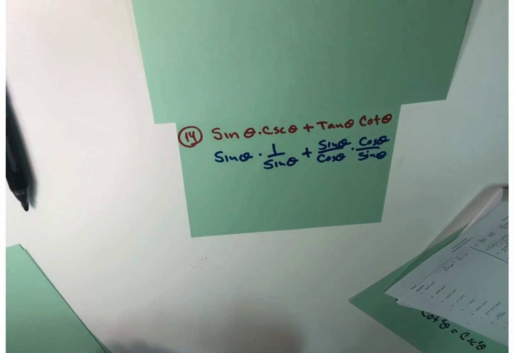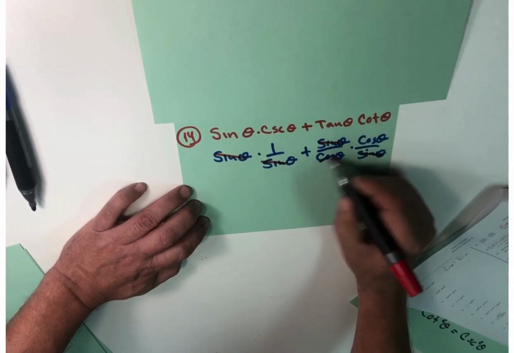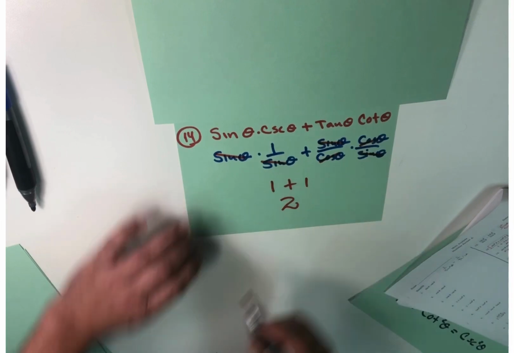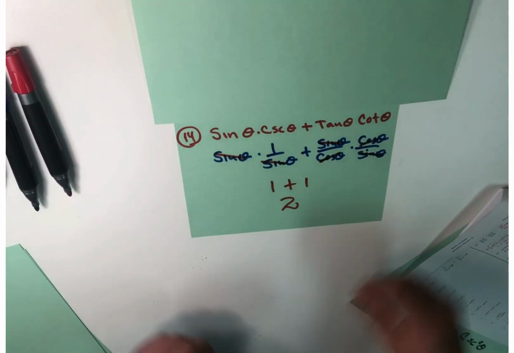All right. Now let's go cancel and see what we get. The sines cancel. The sines over here cancel. The cosines cancel. You're left with 1 plus 1, which is 2. Not too shabby. Pretty cool. That's number 14. Okay. Let's move on to number 15 here.